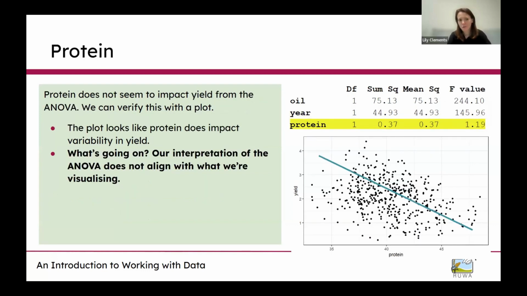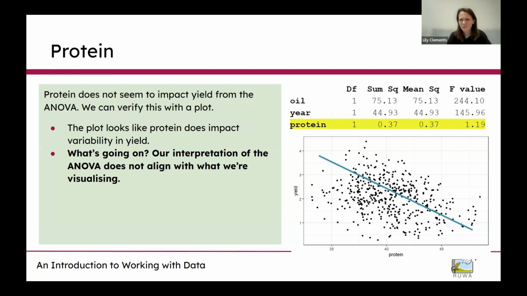And now we're going to look at protein. So again, we've got another continuous variable, so our degrees of freedom is going to be 1 because it's a numerical variable. And again, we can look at a plot. Our plot shows fairly good evidence, pretty convincing stuff there, that protein does impact the yield, that higher protein values result in a smaller yield.